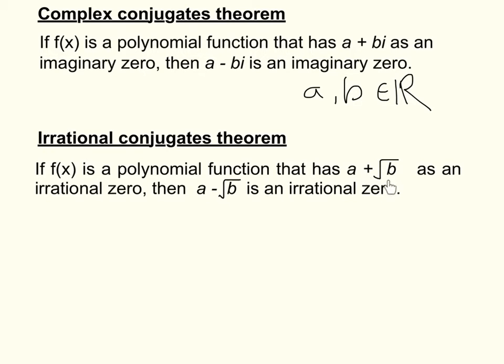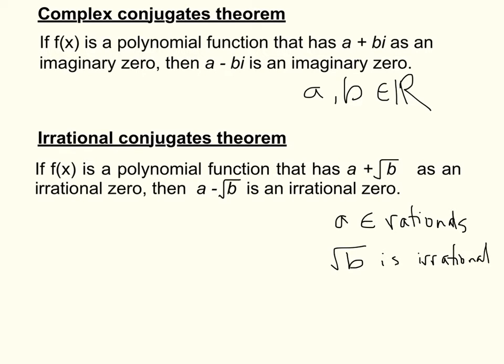a plus square root of b as an irrational 0, then a minus square root of b is an irrational 0. In this case, A will have to be a rational number. It'll have to belong to the rationals. And the square root of B is irrational.